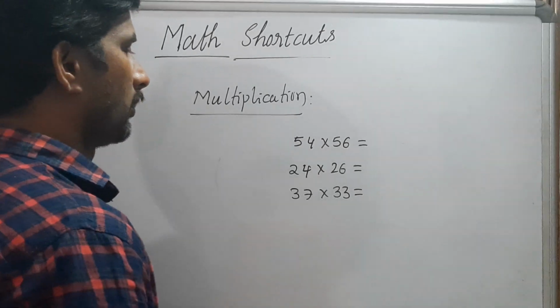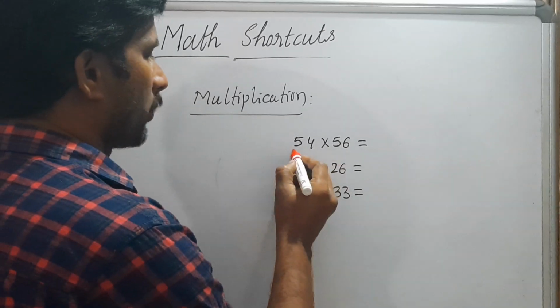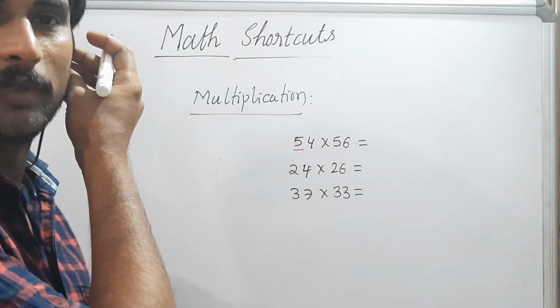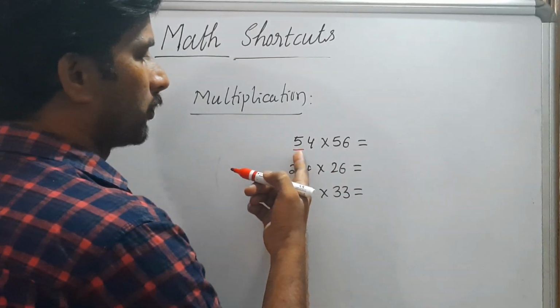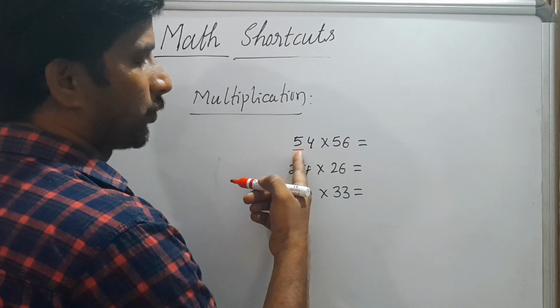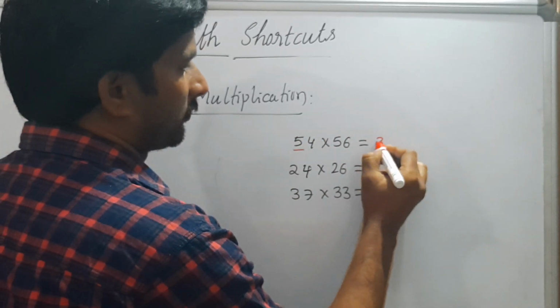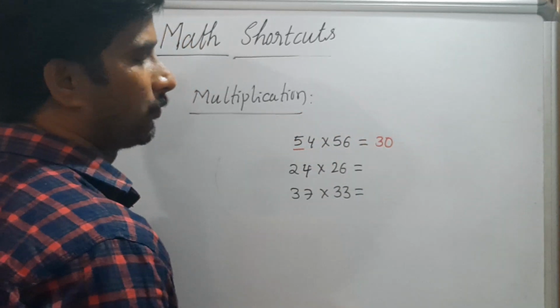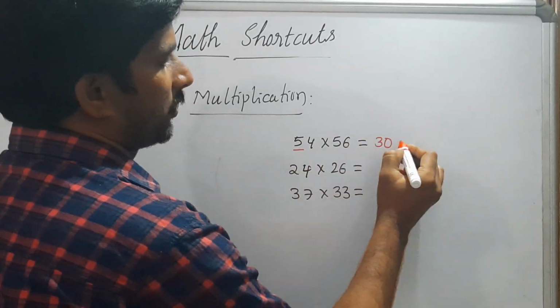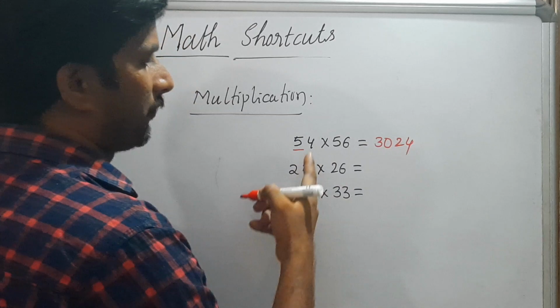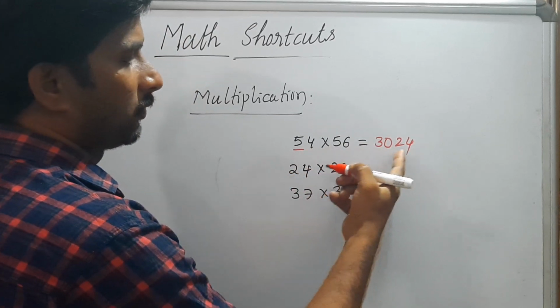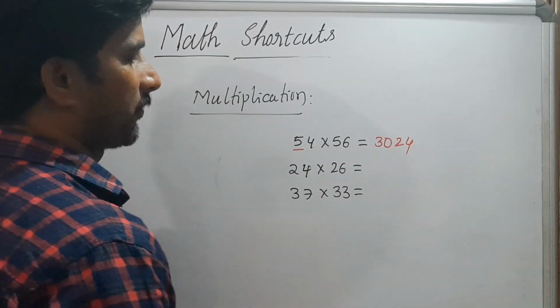Now take the tens place value, add 1 to the 5. 5 plus 1, 6. 6 into this 5, 30. Now multiply the unit place. 4 into 6, 24. So 54 into 56 is equal to 3024.